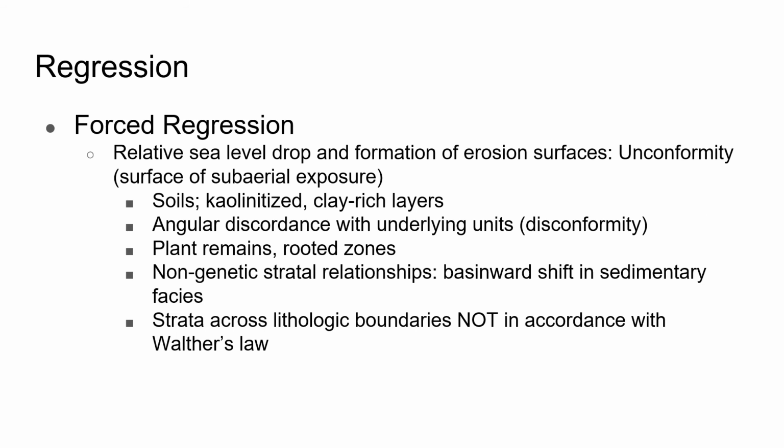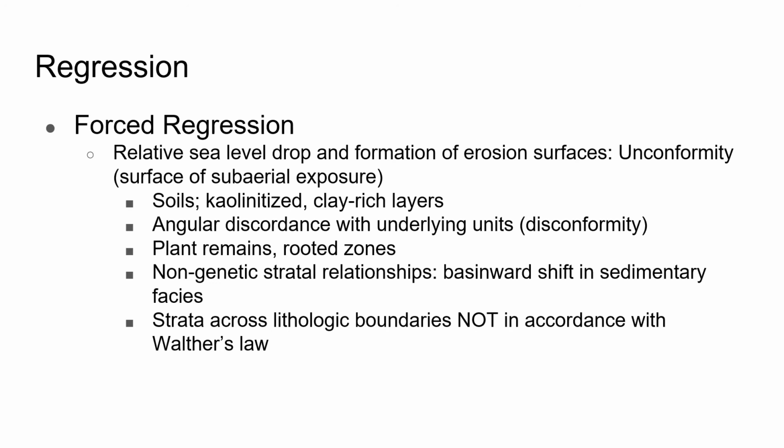We also have a type of regression that's called a forced regression. Now, in this case, we do see a relative sea level drop and the formation of an erosional surface. So these have unconformities. You are actually dropping sea level in this case, and you're subaerially exposing units. These can be recognized in your stratigraphic columns.